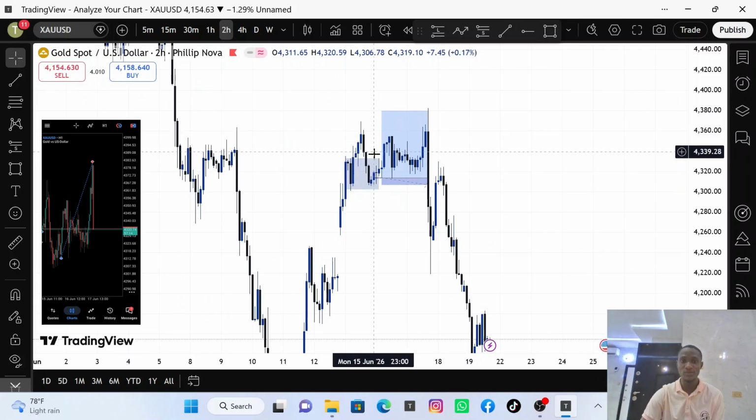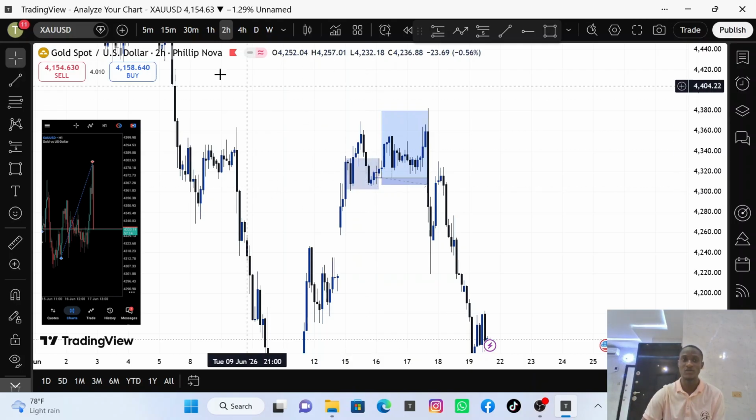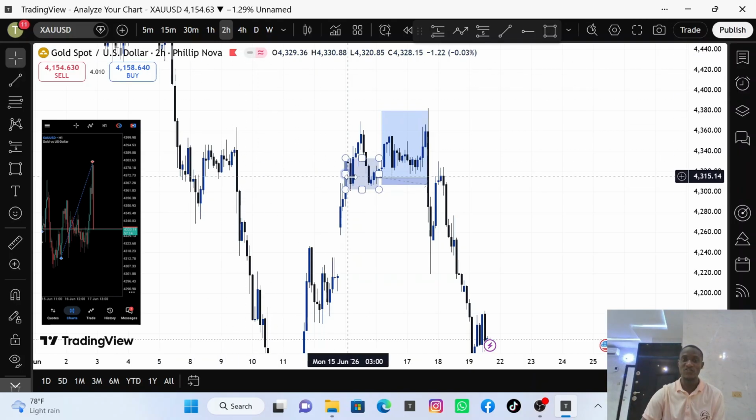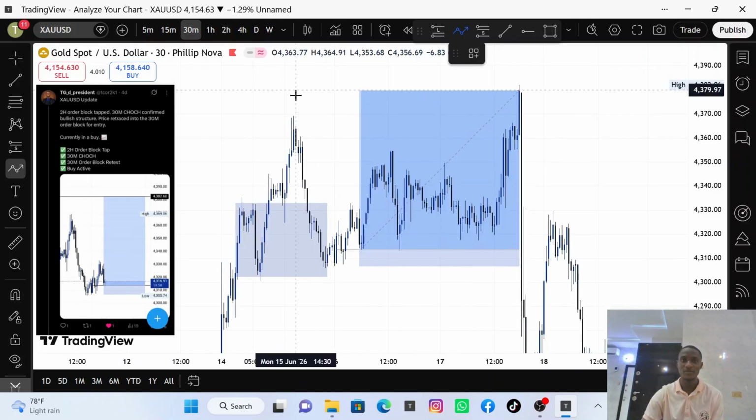So the moment market pulled down to this 2 hours order block, what I did next was to go down to my lower time frame for what? For confirmation. So where I got my confirmation was from 30 minutes. So let's go over to 30 minutes. This is my 30 minutes time frame. So let's analyze how I was able to cash the entry.